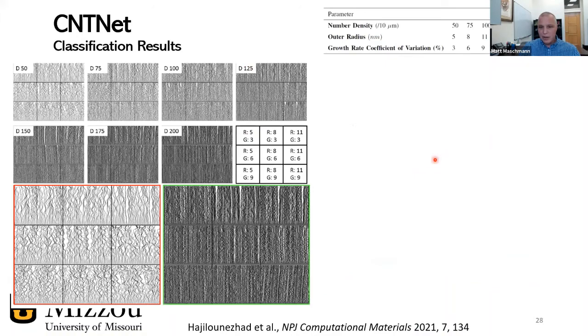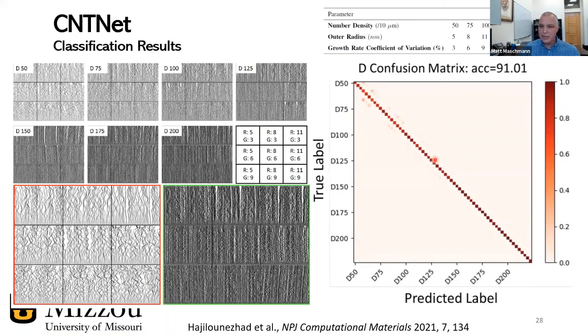So here's what we gave it: 63 different classes of materials. And the 63 classes are comprised of different densities, different CNT radii, and then different population growth rate variations. And so we've got in this mosaic an example of all 63 classes. And it turns out, even though the human eye would look at them and say, wow, that's a bunch of squiggly lines, the machine learning could look at those squiggly lines and extract out for us what the number density was, what the radius was, and what the variation was in our simulation.